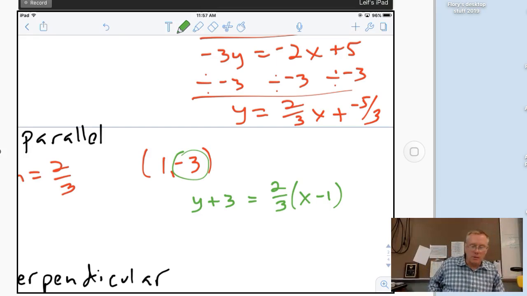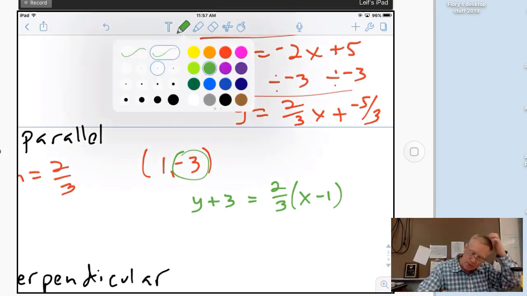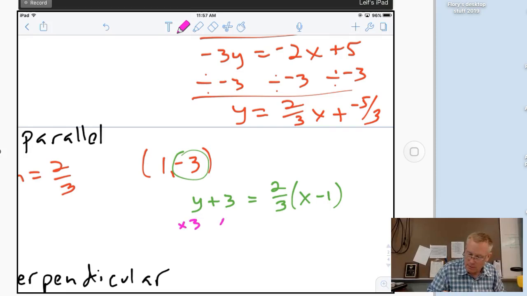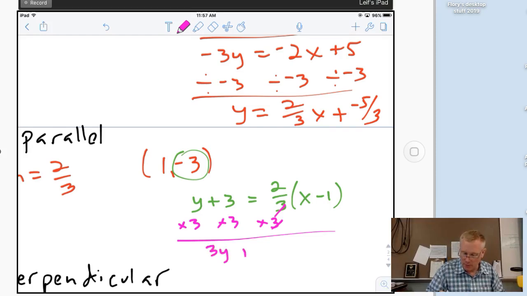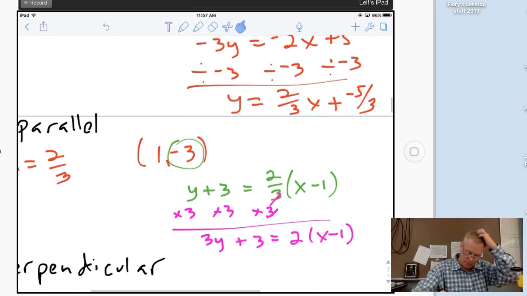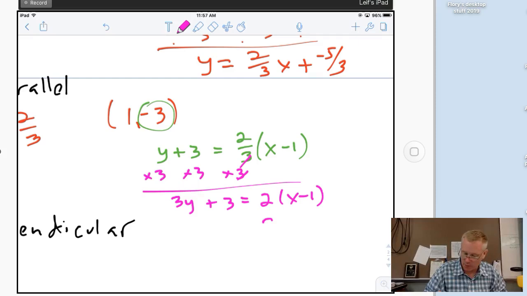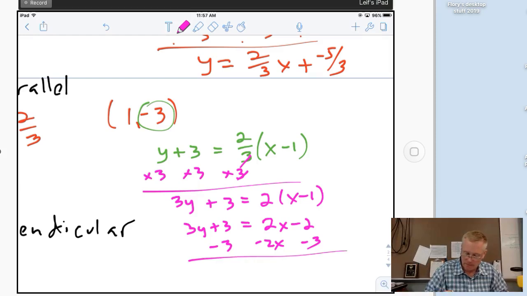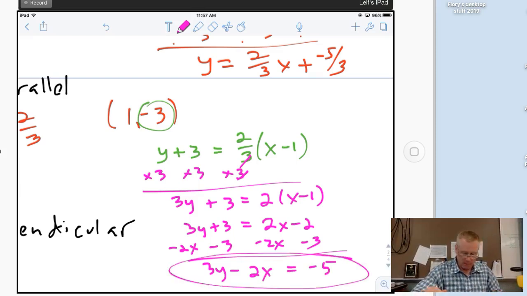Okay. Now, once again, I'd like to get rid of that denominator, so I'm going to multiply everything by 3. And then those cancel. And I got 3y plus 3 equals 2 times x minus 1. Bring everything to one side. Do distributive property. That's 2x minus 2. 3y plus 3. Subtract 2x from both sides and subtract 3. So I got 3y minus 2x equals -5. And that is my answer.